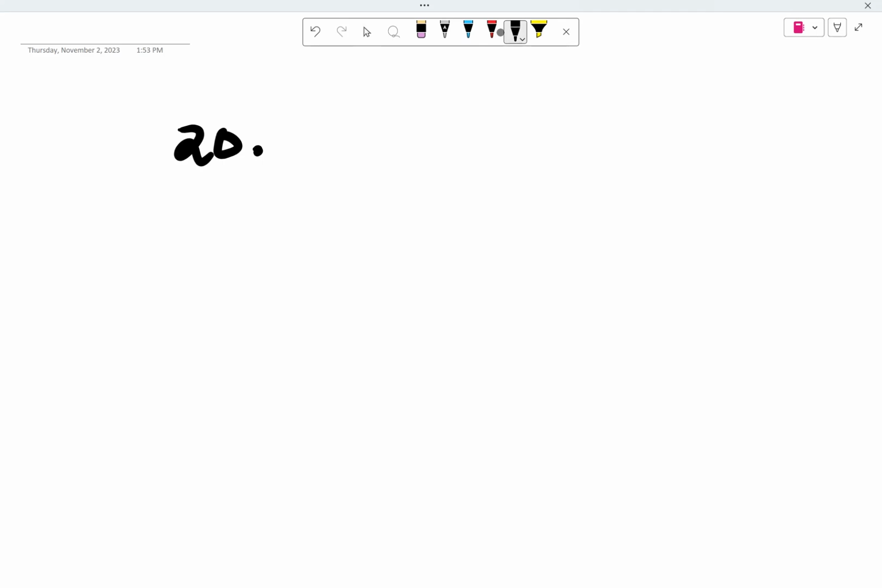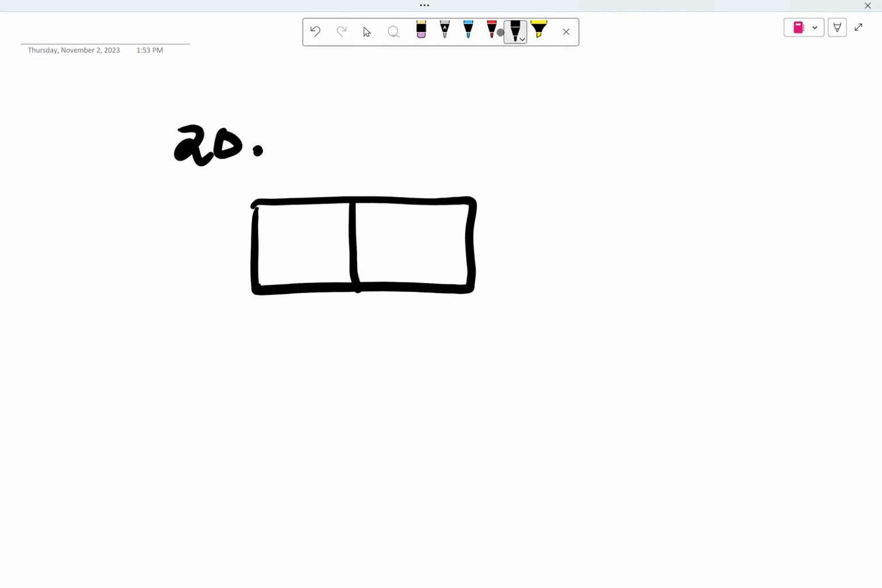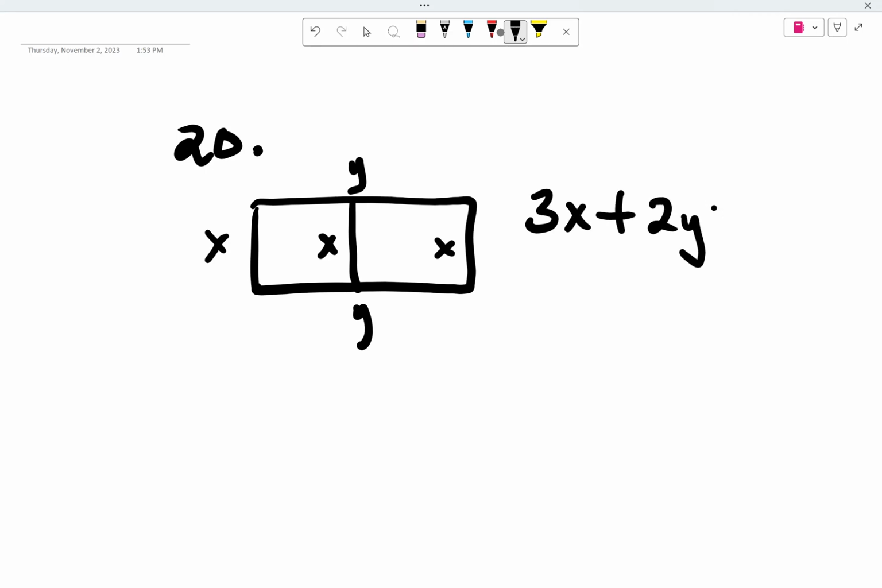On number 20, we're looking at the rectangular playground. It is telling you that you have a rectangular playground, and it looks like this, and it's being divided by some value. So I'm gonna call this X, X, X. I'm gonna call this Y, and I'm gonna call this Y. So according to the perimeter formula, I've got a 3X plus a 2Y, and that's equal to 624.